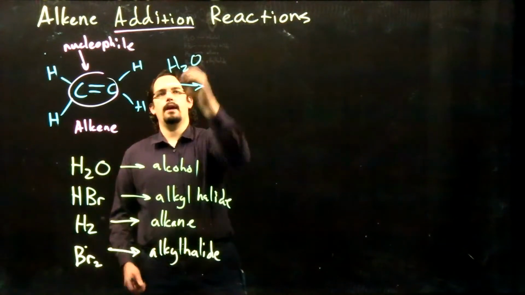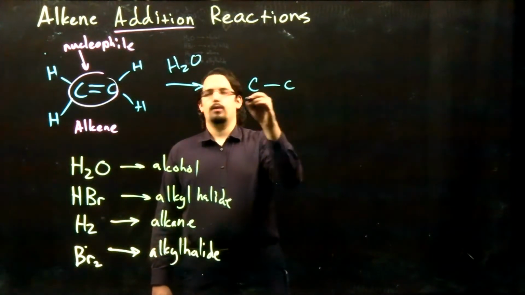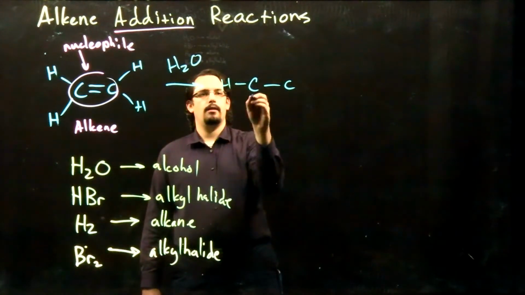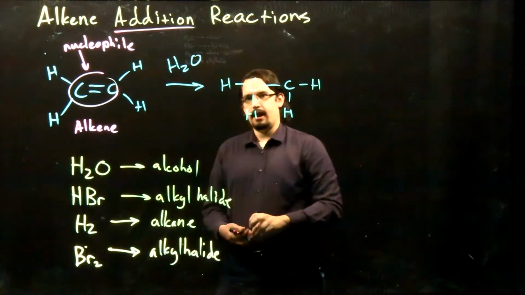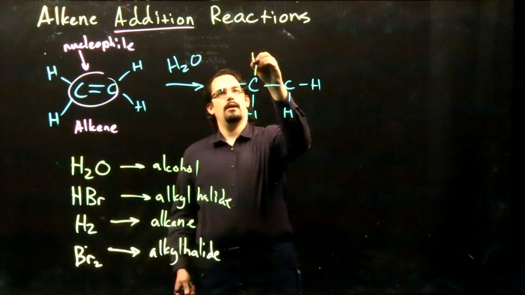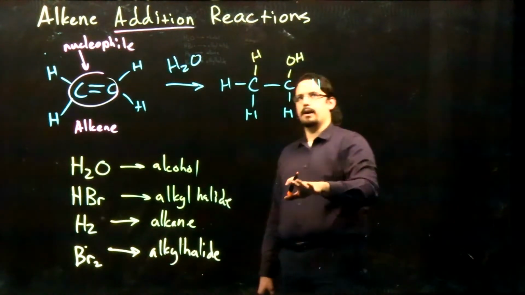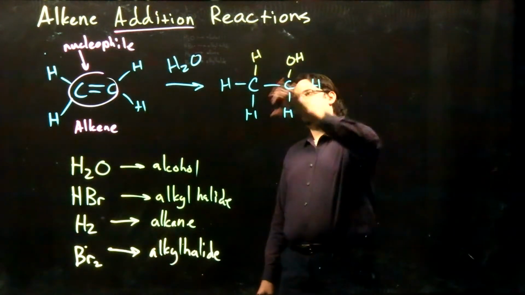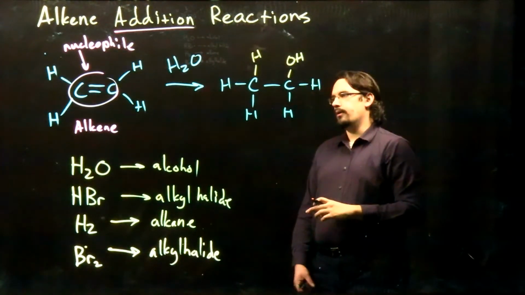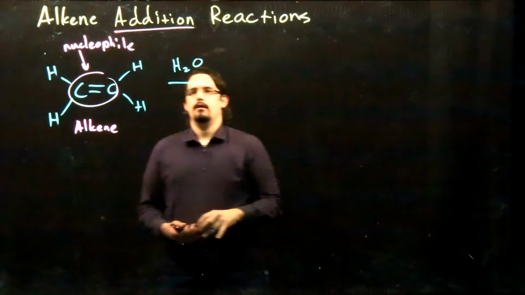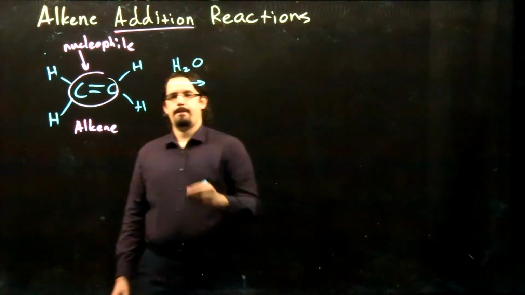So let's say we add that H2O. So we're going to lose our double bond. And we're going to add half of our molecule on either side of our previous double bond, right? So the OH from our H2O added to one carbon, and the hydrogen from our H2O added to the other. So let's take a look at the mechanism of this addition reaction.